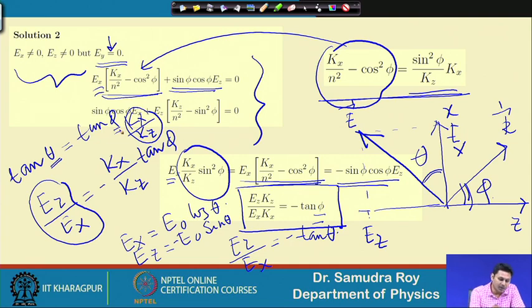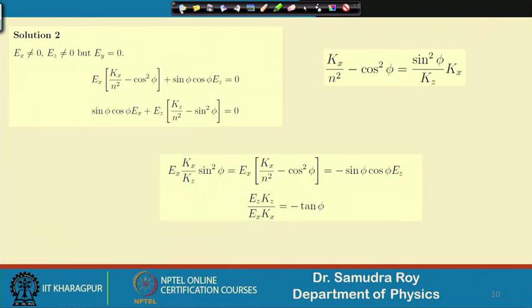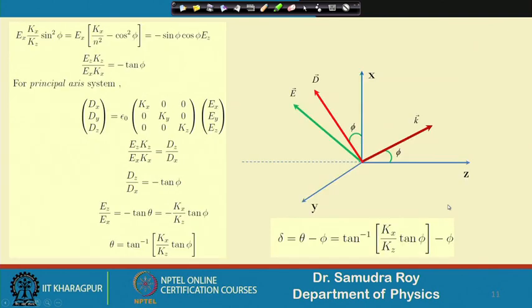But here, since k x and k z are not equal to each other, some multiplicative factor is there, and that means theta and phi are not equal. So the angle between these two things is not 90 degrees. There will be some angle difference. That is the physical thing that we can say.